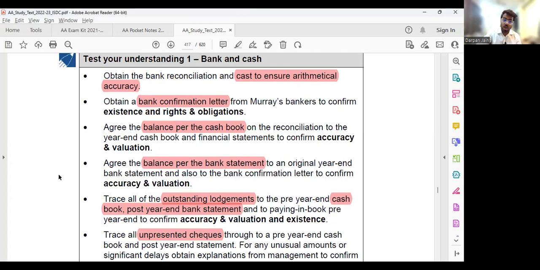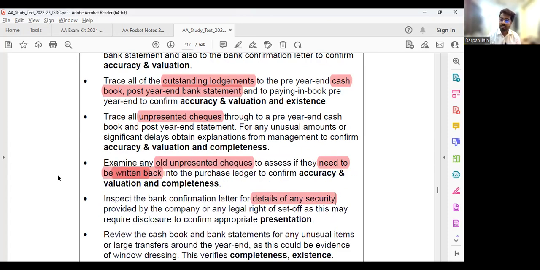Next, you are tracing all the outstanding lodgements, correct, to the pre-year cash book and the post-year bank statement. Next, trace all the unpresented checks which were issued but not presented for payment. Trace them to the pre-year cash book and post-year bank statement. Next, if while doing your tracing you find any old unpresented check, then what will happen? Then assess whether these old unpresented checks need to be written back in the books of accounts.